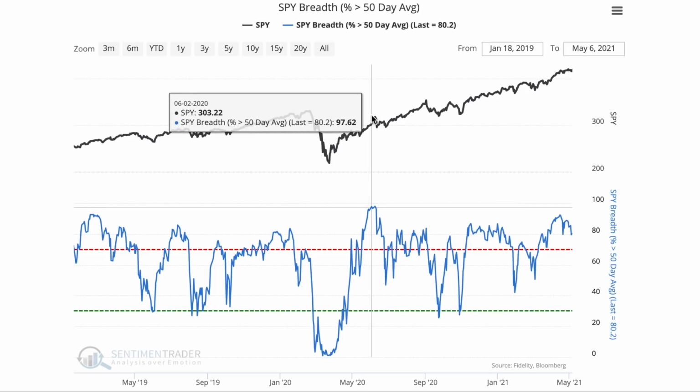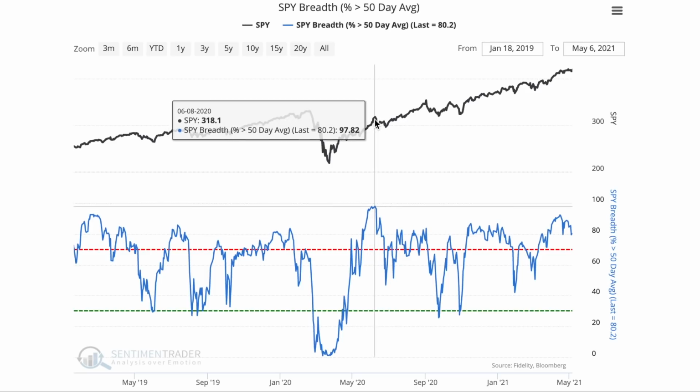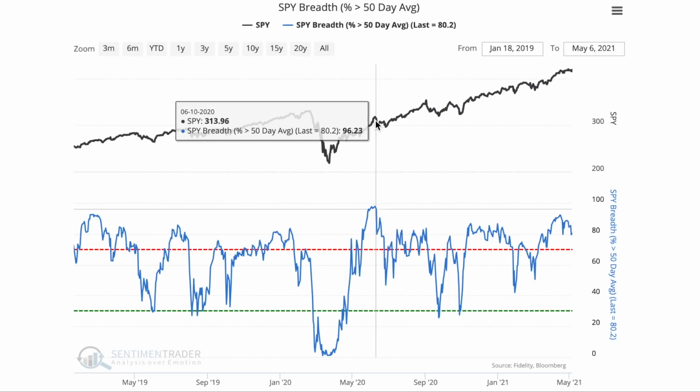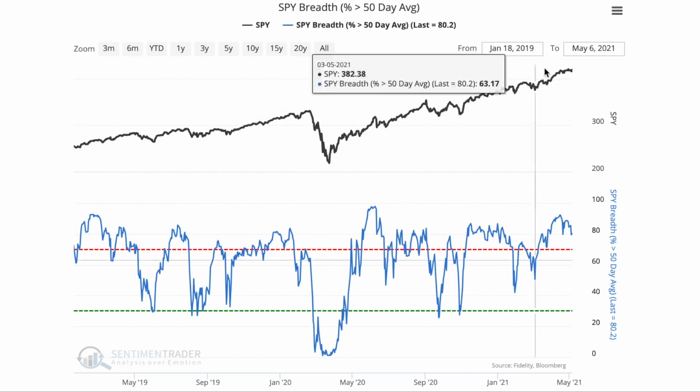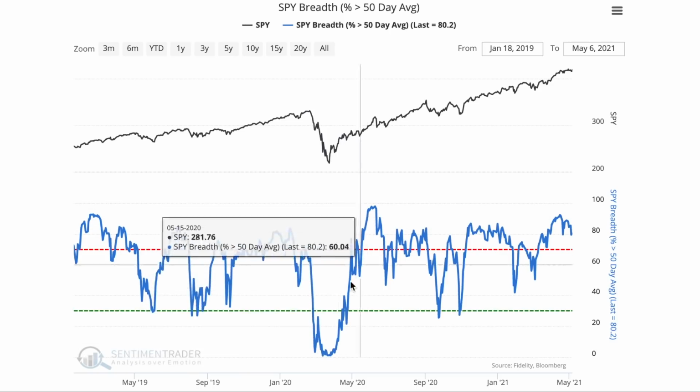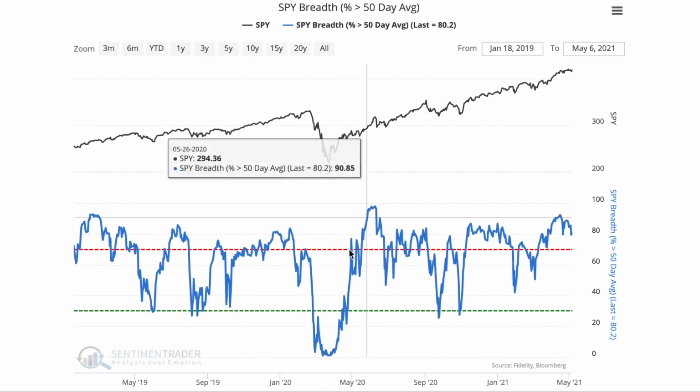Now, this was not a great buy signal in the short term. Look at this. We had a short-term correction back in June. But if you're looking intermediate term, if you're looking weeks or months out, that big thrust in the market breadth was a great buy signal for the stock market.